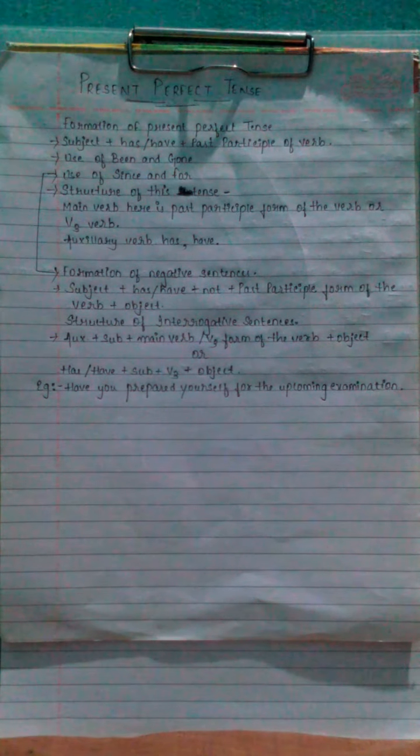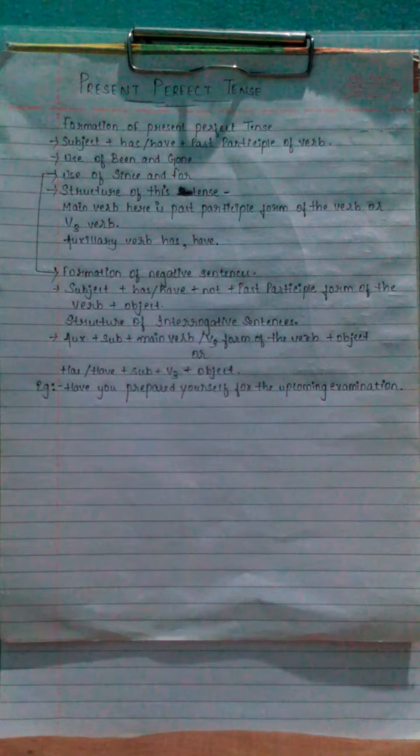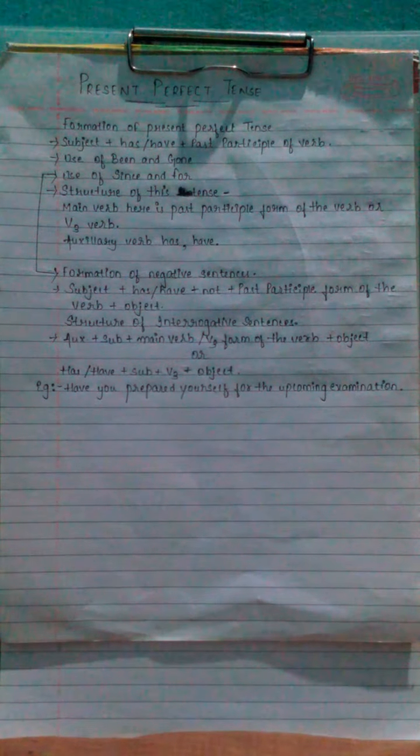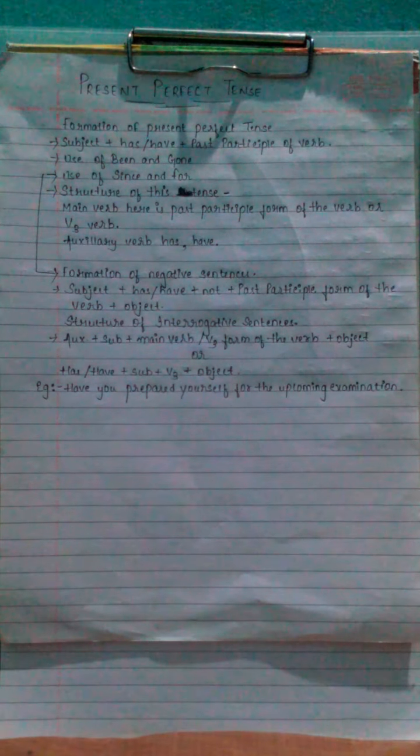Number 7, we can use the present perfect tense with unspecific expressions such as ever, never, once, many times, several times, before, so far, already, and yet. For example, I think I have met him once before.